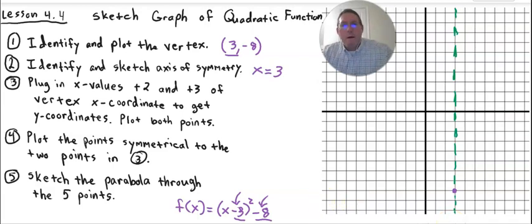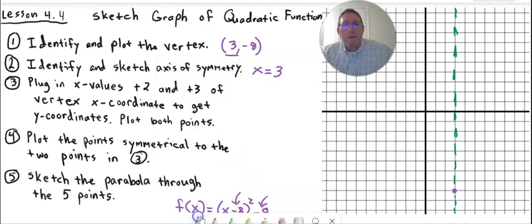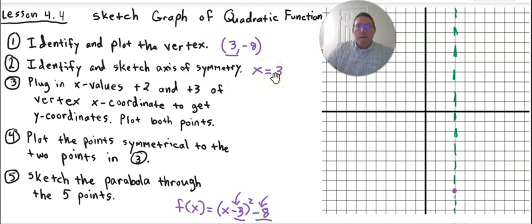Okay. And now, step 3, we want to plug in some x values. What do I mean by plugging in x values that are plus or minus 2? Here's what I mean. I want to take x equals 3, the x value of the vertex. And I'm going to add 2 to it, so then I'm going to have x equals 5. And then I'm going to add 3 to the original 3, so I'll have 6. So for step 3, I want to plug in x equals 5 and x equals 6. Where? Into the original function that we were given.